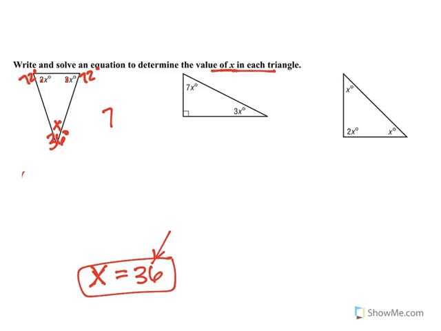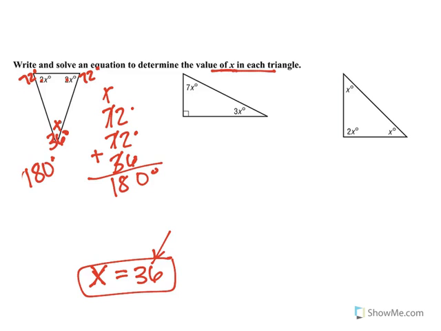What I'm going to do to make sure is add my numbers and make sure they come out to be 180 degrees total. 6 plus 2 is 8, plus 2 is 10. 7 plus 7 is 14, plus 1 is 15, plus 3, that's 18. Yep, my answers make sense. It equals 180 degrees total.